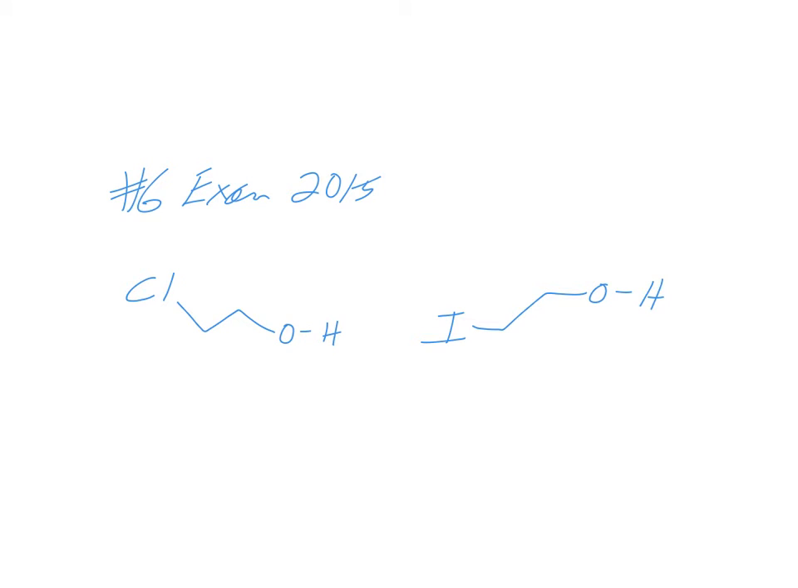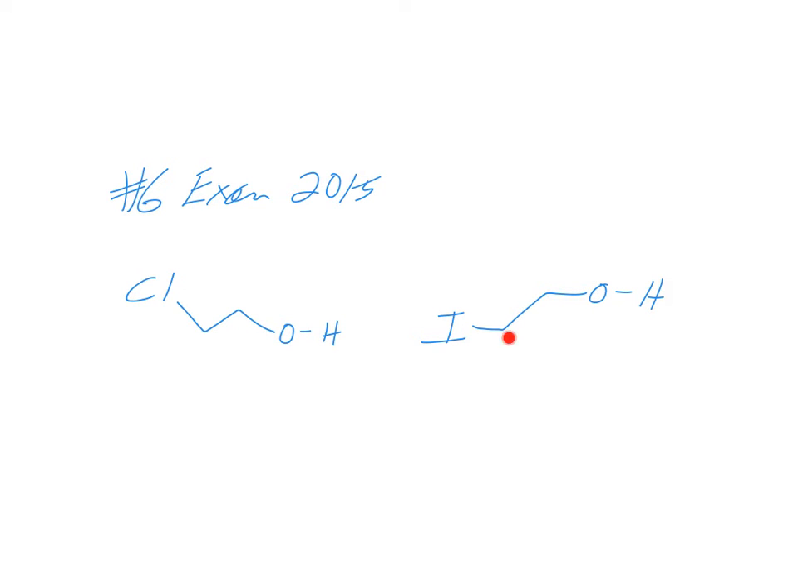So taking a look at number 6 from exam 1, from last year, this year. For this one, it's asking about acidity, and it's comparing these two molecules. Obviously numbering carbons is fine, but you're asking about acidity, so we can assume the most polar bond to hydrogen is what we're talking about, and that in both cases would be an OH bond.